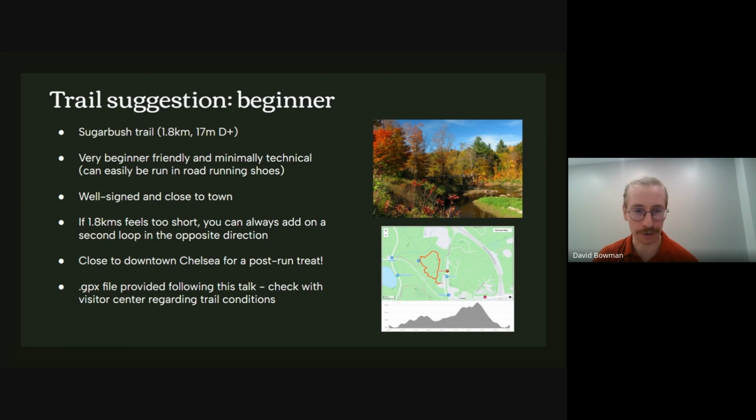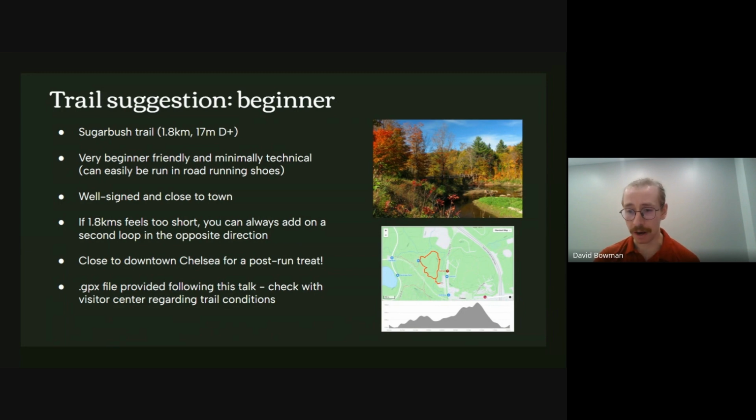So this is a fairly short trail. It's 1.8 kilometers. It's a little loop. I'm not sure if people can make that out on the image below. And it's got about 17 meters of climbing. As I mentioned, it's very beginner-friendly, and I would say it is very minimally technical, meaning that you would not need trail running shoes to go out and do this. You could do this in road running shoes very comfortably.